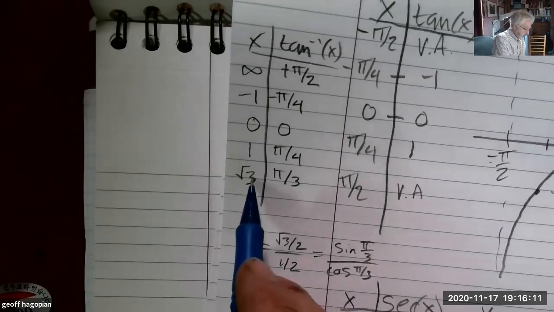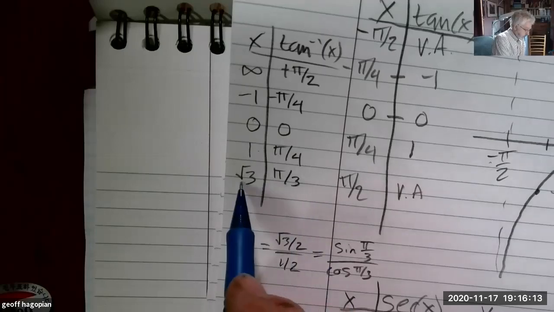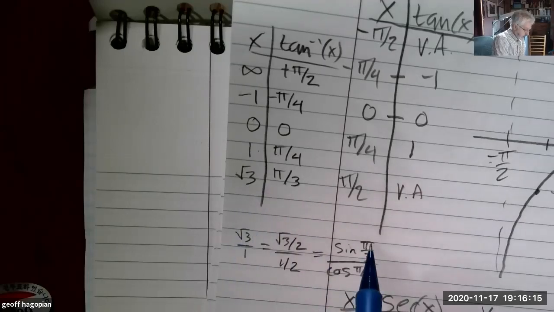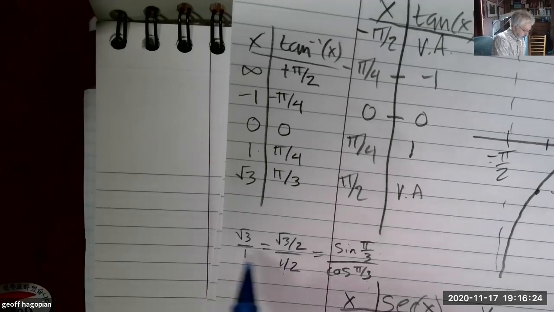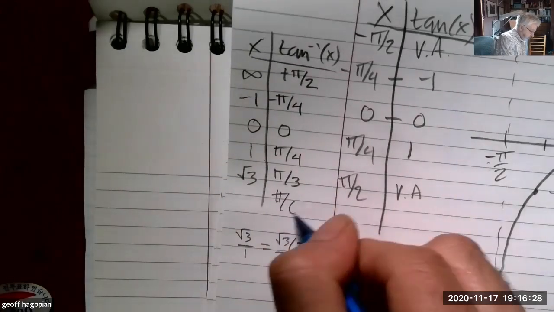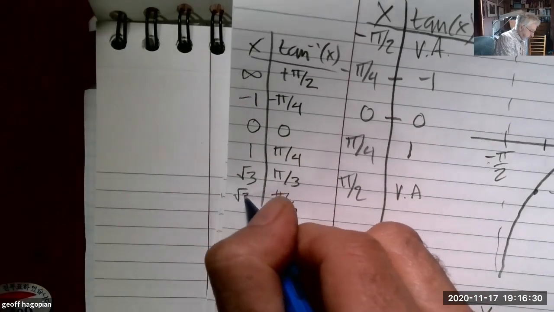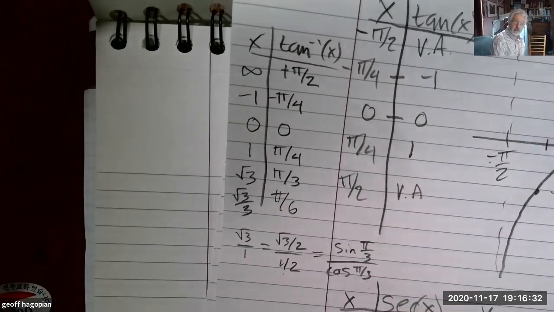Does that make sense? So the tangent of pi over 3 is square root of 3, right? If you take the tangent of pi over 3, that's sine over cosine. The sine of pi over 3 is root 3 over 2. The cosine of pi over 3 is 1/2. Multiply the top and the bottom by 2, and you get just square root of 3. So pi over 6, that's the reciprocal of the square root of 3. And if you rationalize the denominator, you get square root of 3 over 3, right?